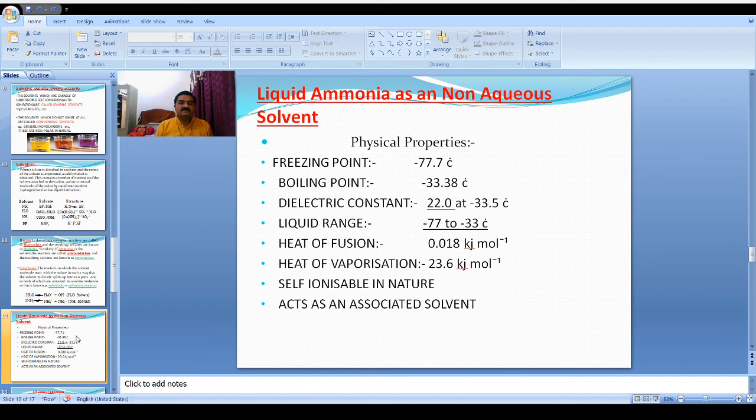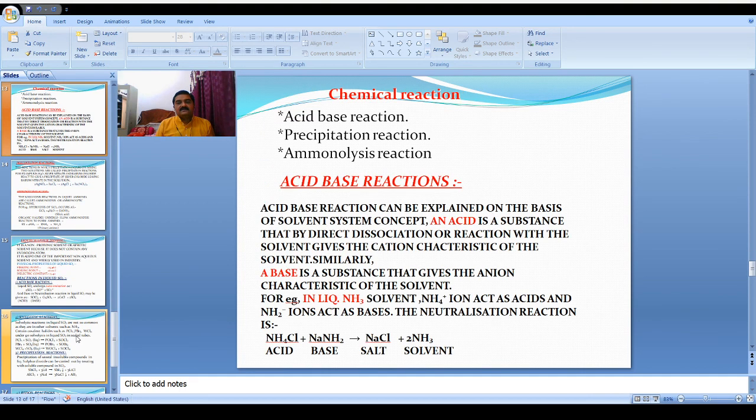Heat of fusion is 0.018 kilojoule per mole. Then the heat of vaporization is 23.6 kilojoule per mole, and it undergoes self-ionization and acts as an associated solvent. So I have taken here three important reactions. There are many other reactions, which will be given in the notes.